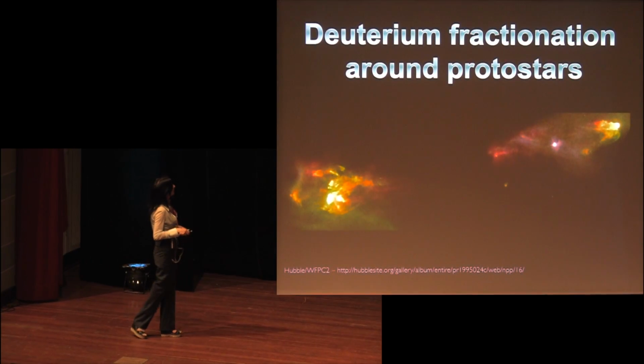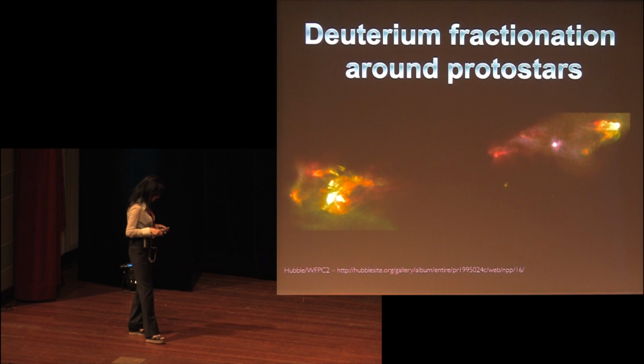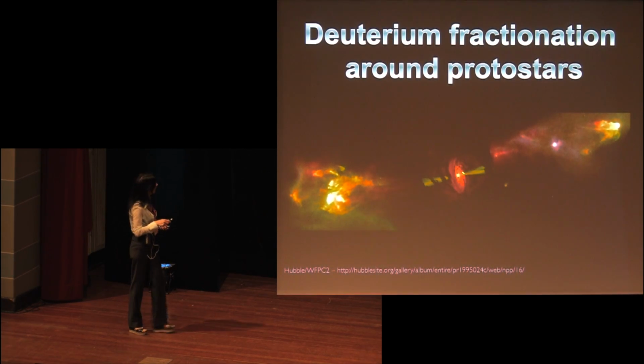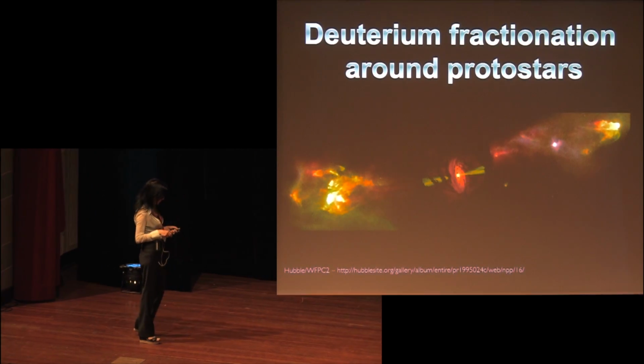So what happens in the protostar phase? This is one of the beautiful pictures from Hubble. Here you have, of course, to understand that if you look in the optical, we don't see much. So I had to put a little artistic impression here to show what's going on in the center.